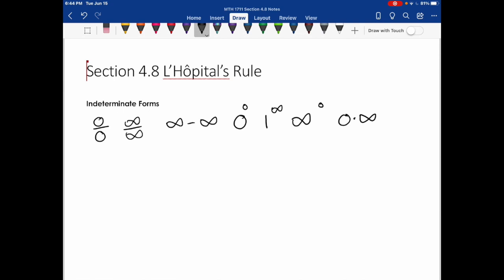So we have 7 of them. When you try to take the limit of functions that are combined and use the limit laws to separate them, if you get any one of these 7 expressions here, this is what's called an indeterminate form. It is because these do not have any numerical value that we can identify.